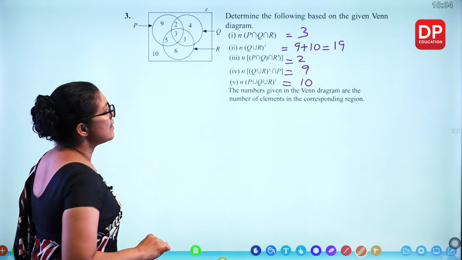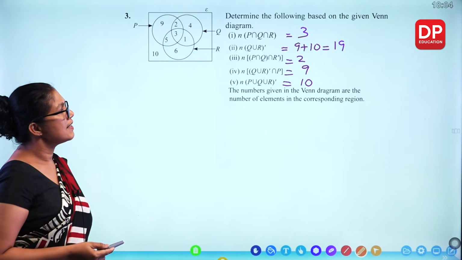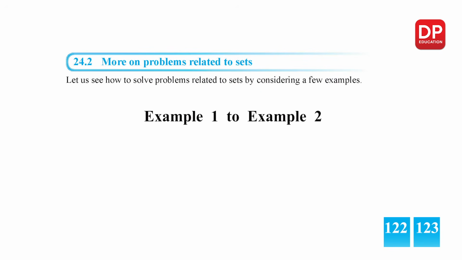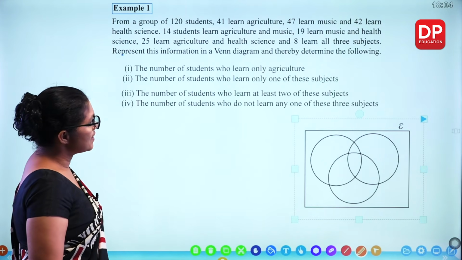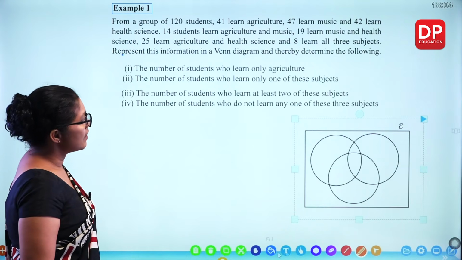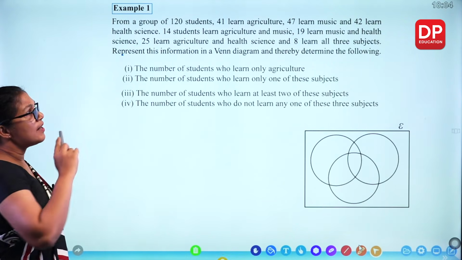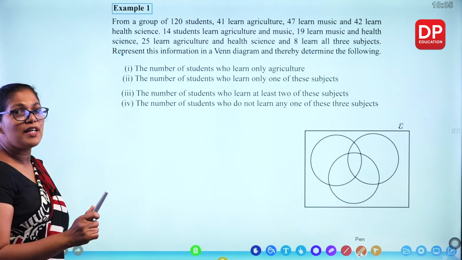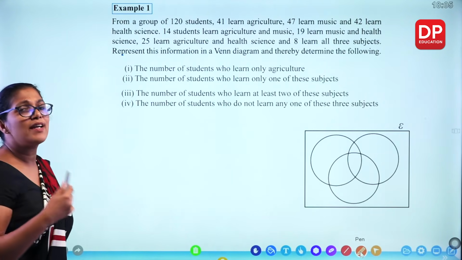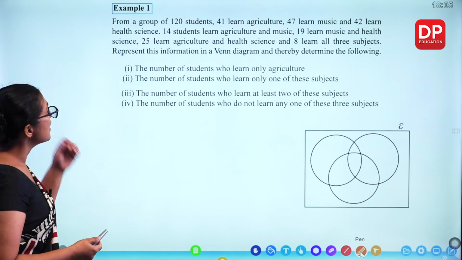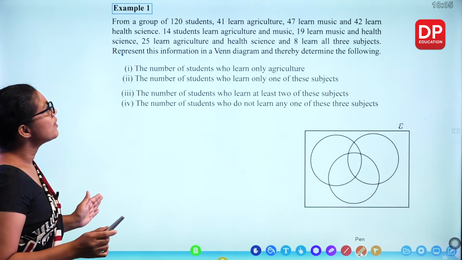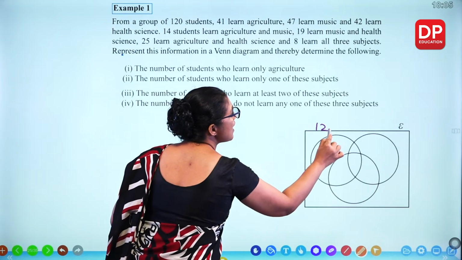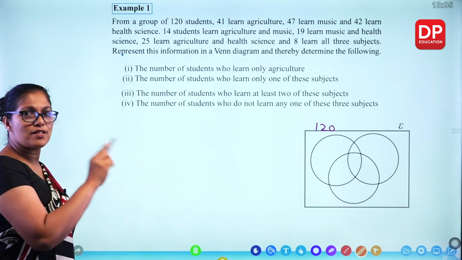So the numbers given in the Venn diagram are the number of elements in the corresponding region. Example 1. From a group of 120 students, 41 learn agriculture. Now you have been given a worded problem. So when you read the question, you need to write down the information, otherwise you will forget everything. So I'll write down the total number. Total number is 120. I can put that number here.